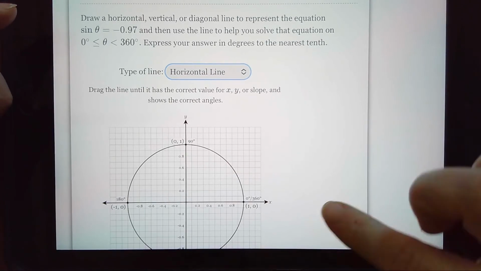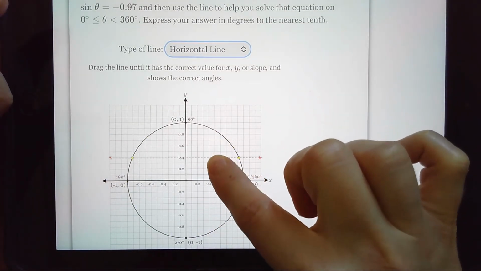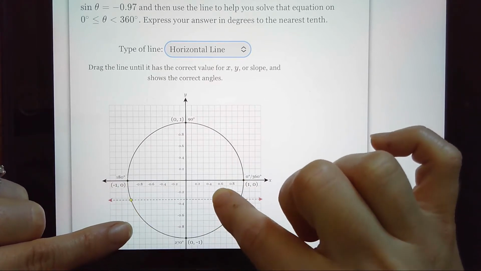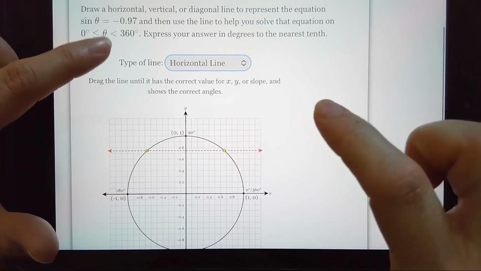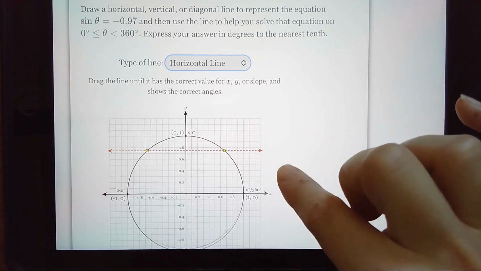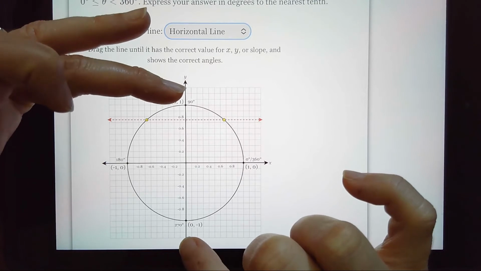I used to use this mnemonic like HOY for horizontal. And so I can take this now and slide it up and down. See how the yellow points stay on the outside perimeter of the circle as I slide? Well, I'm wanting to put it where sine values would be negative 0.97. And we talked about how on our unit circle, sine and cosine always stay between negative 1 and 1.